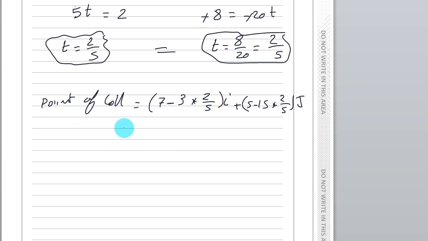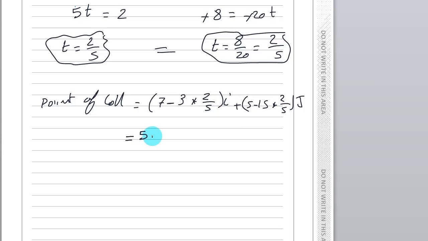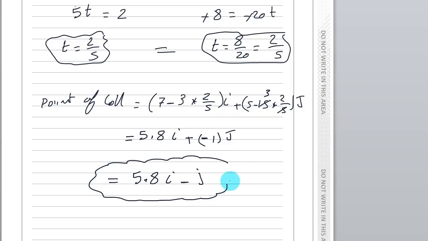So it will equal to, let us find this value, 7 minus 3 multiplied by 2 divided by 5, 5.8 I, plus this one here, 6 minus 1 G. So it will equal to 5.8 I minus G. And this is the final answer. Okay.